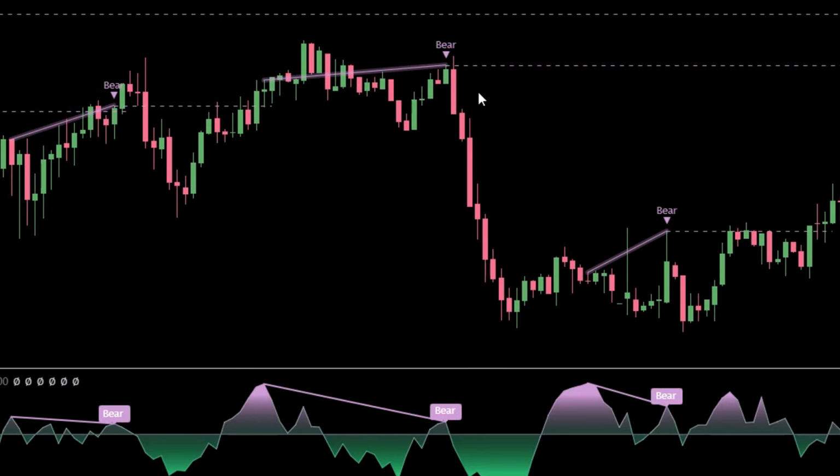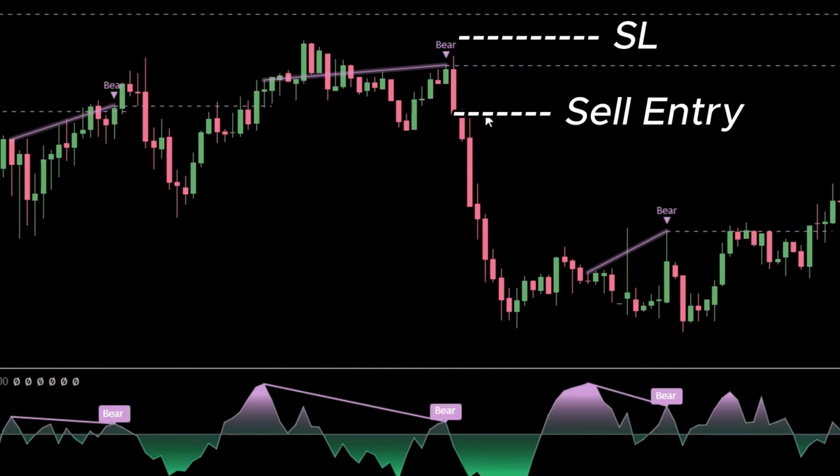Next, we wait for a confirmation. Here, a bearish engulfing candle forms. Once this red candle closes, we enter a short trade and place the stop loss above the purple zone. For take profit, we aim for a 1-to-2 risk to reward ratio. As you can see, the price drops quickly and hits our target.